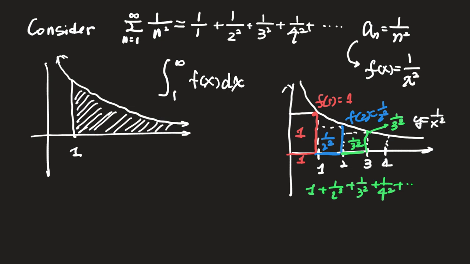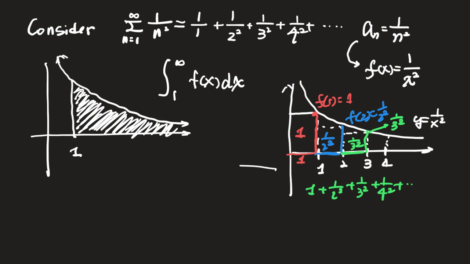Let's compare the left and right sides, the area below the curve. The left one is the area below the curve right here. How do we get this area? We evaluate the improper integral. The right side is the area of the rectangles, and each area represents each term of the infinite series. Compare the two areas. Which one is bigger?